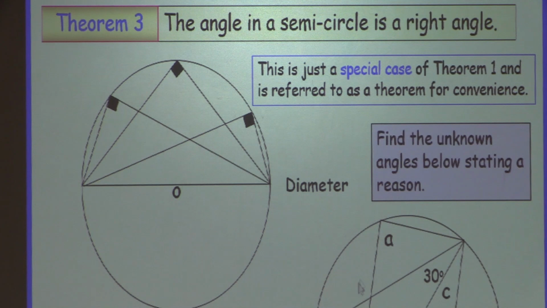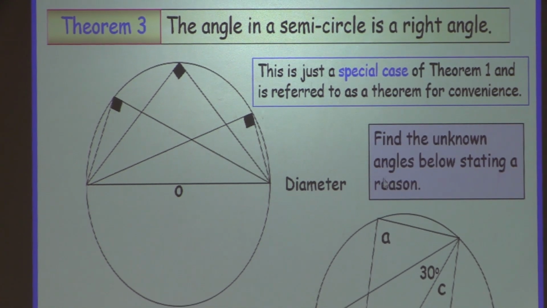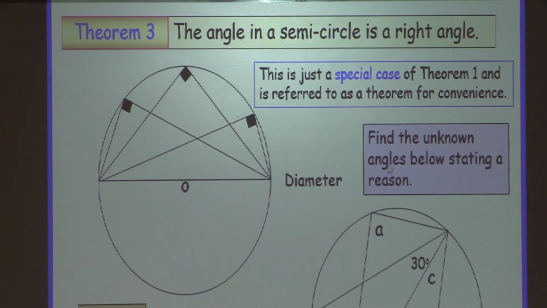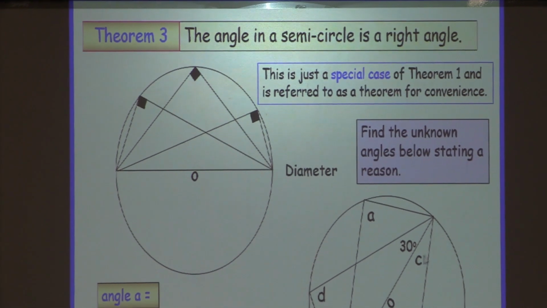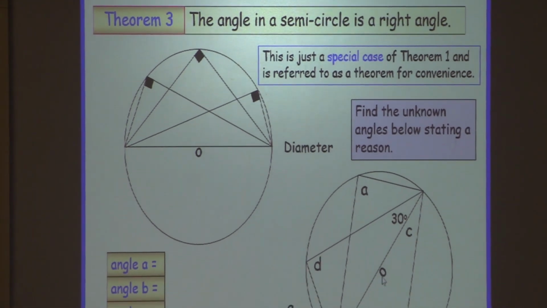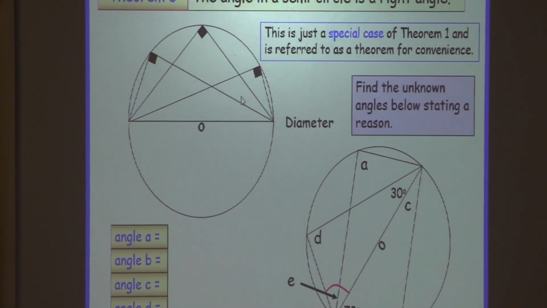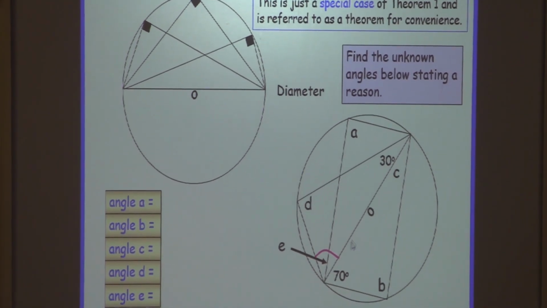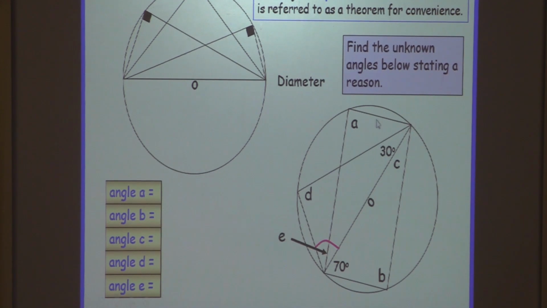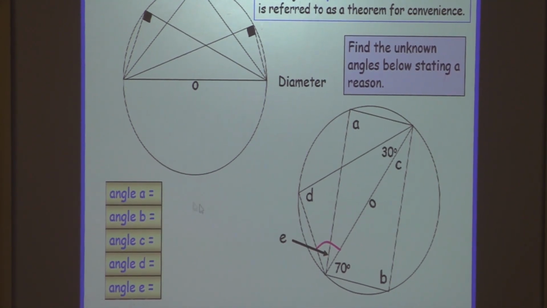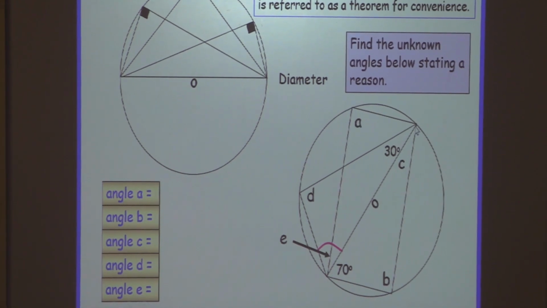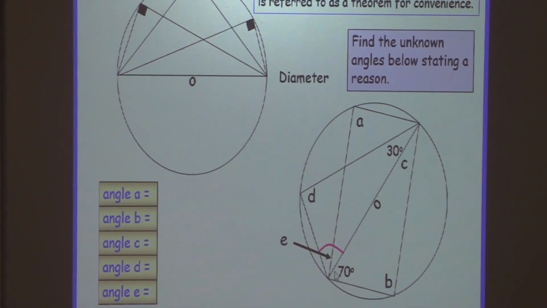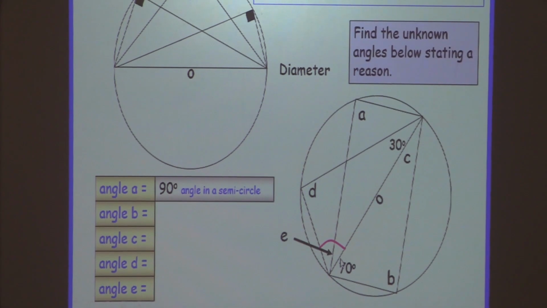If I'm given this problem, find the unknown angles below, stating reasons. So reasoning is important. This line goes through the center, it is the diameter, so I think of this theorem. Now watch, this one subtends angle A, and I'm required to find angle A. So what is angle A here? It is 90 degrees because it is subtended by the diameter, or angle in a semicircle.